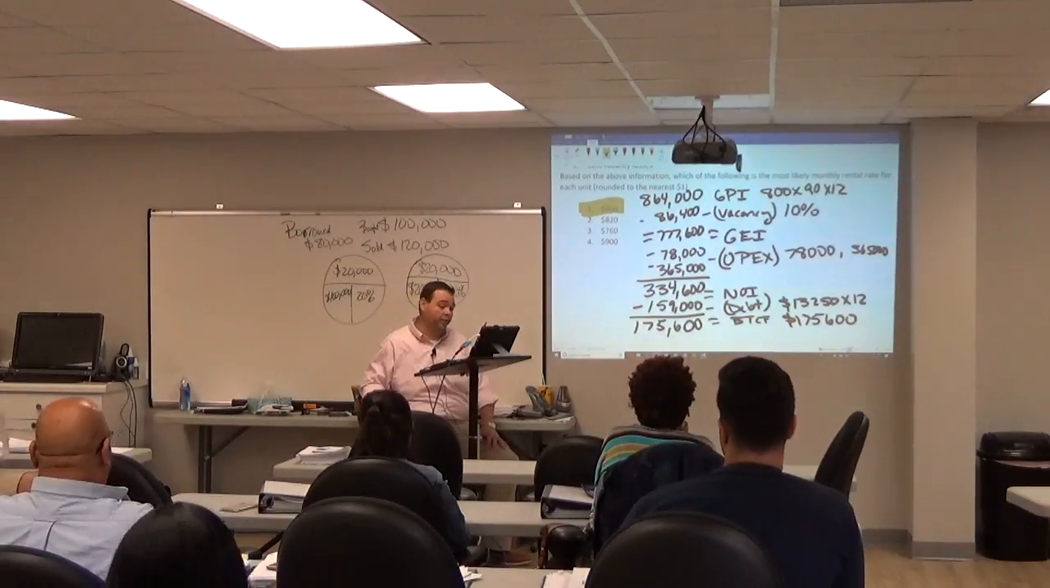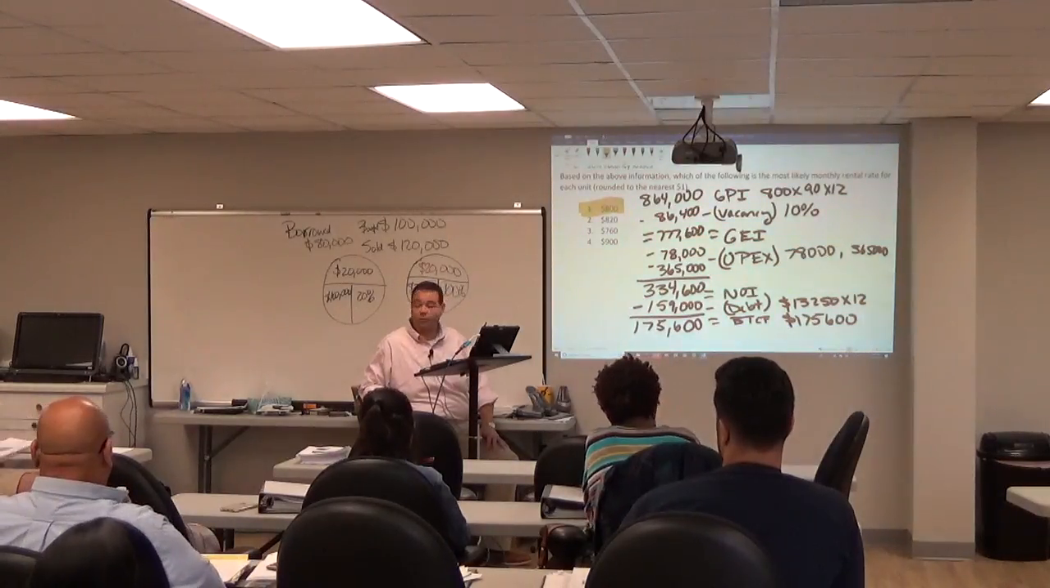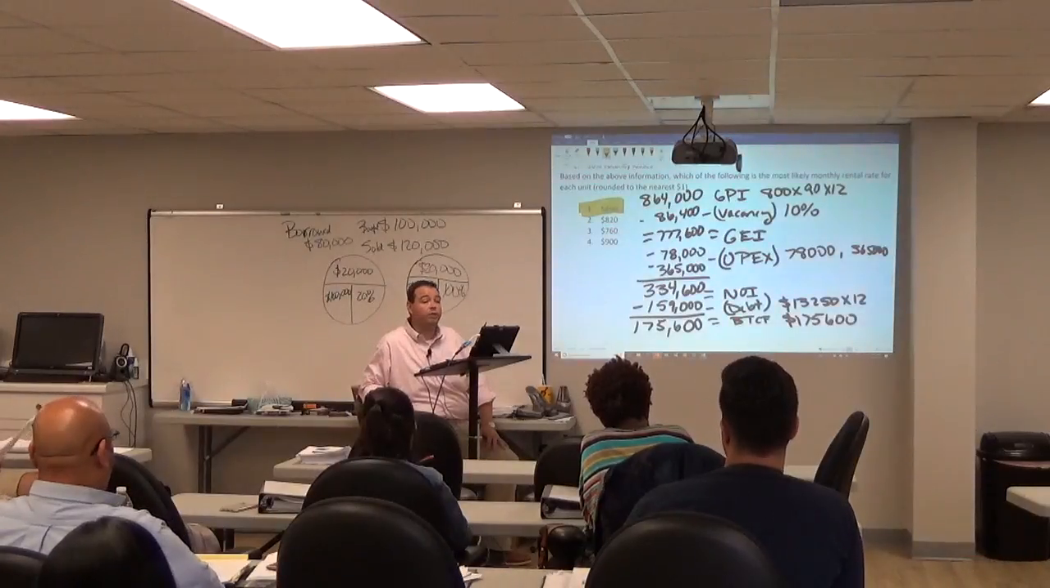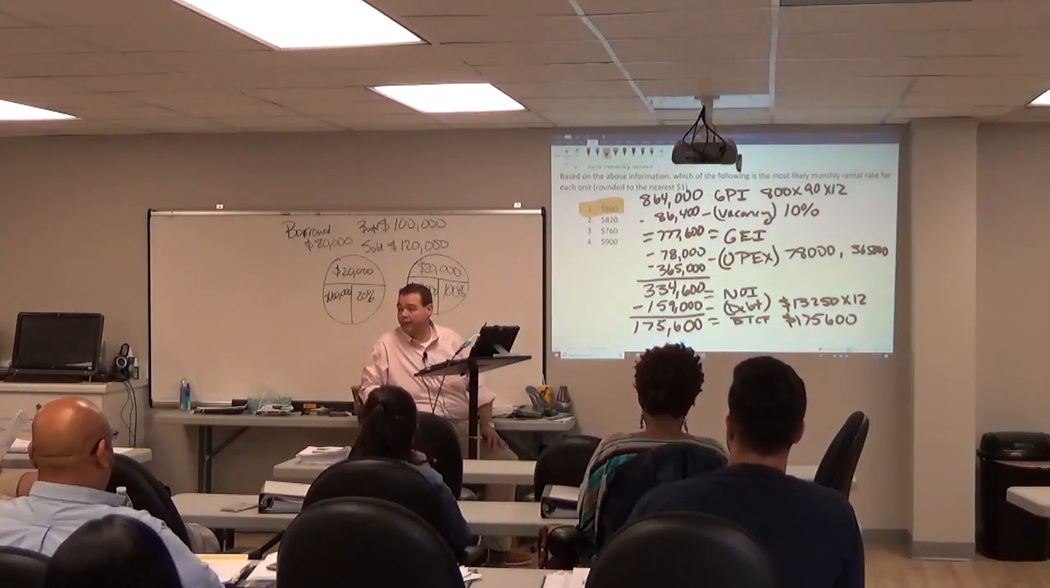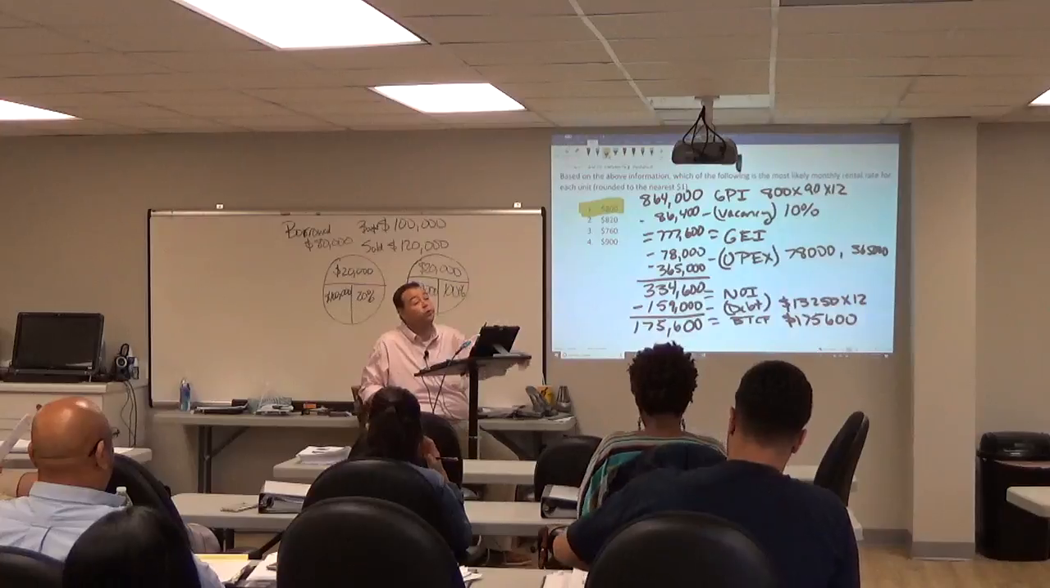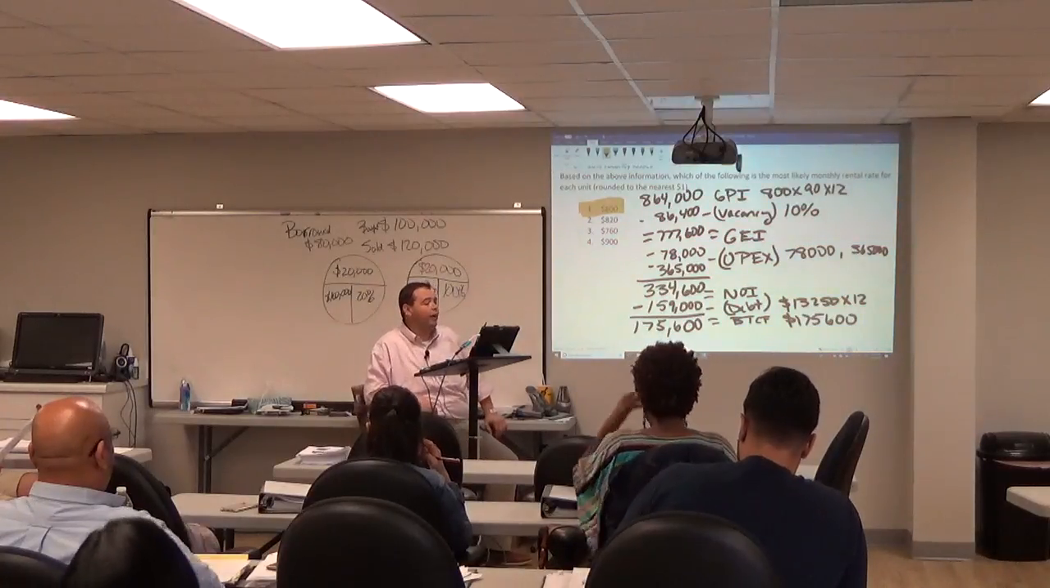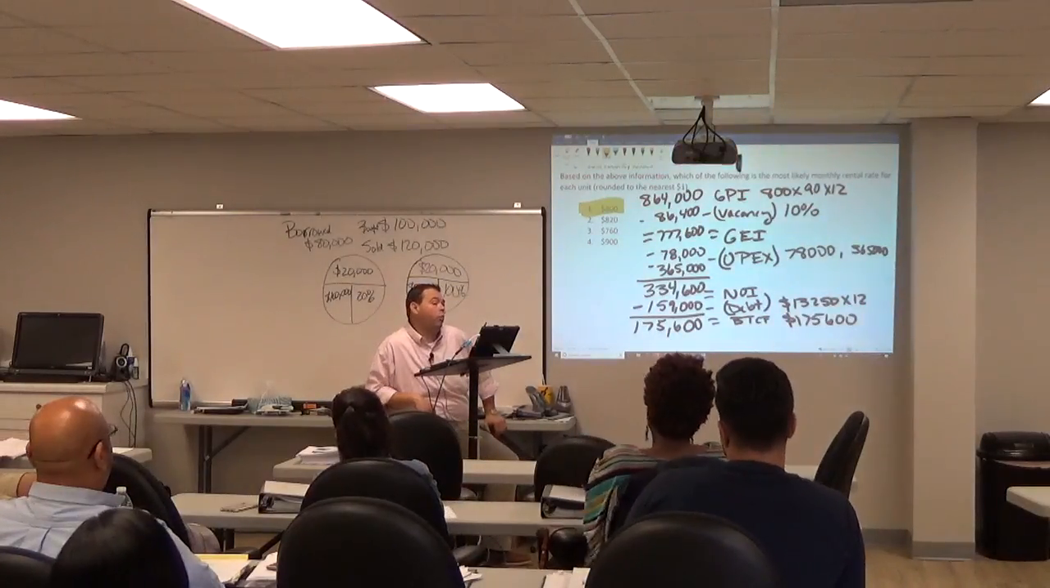And of course, if you plugged in 760, you would end up with not enough of a before tax cash flow. So it's the one in between. And so on a question like that, now here's a way to work it backwards.